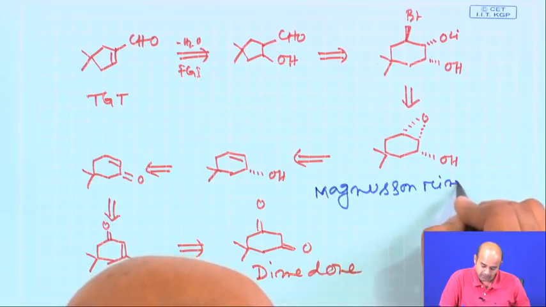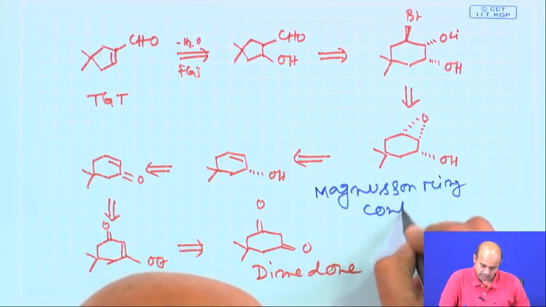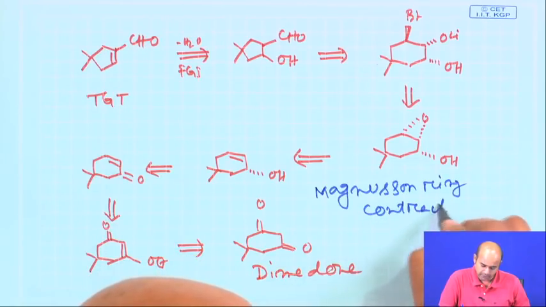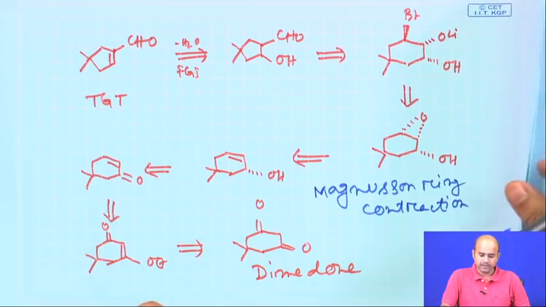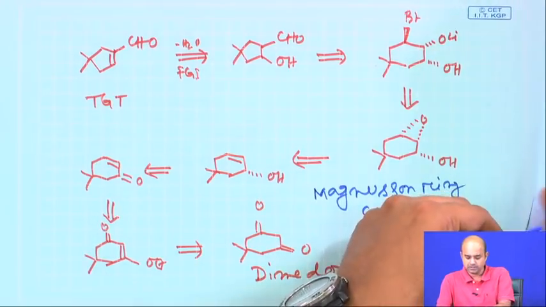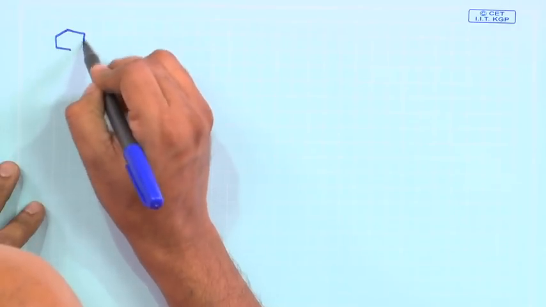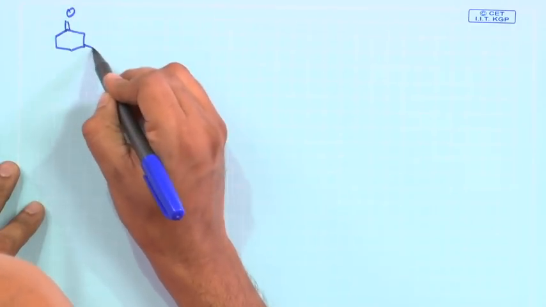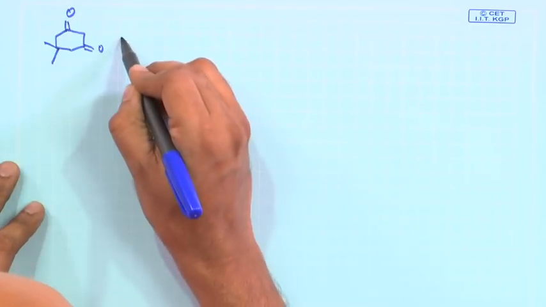Magnusson ring contraction. We will try to explore every detail of this particular reaction. Let us go one by one. Initially, your starting material is dimedone. Dimedone is a very simple compound.